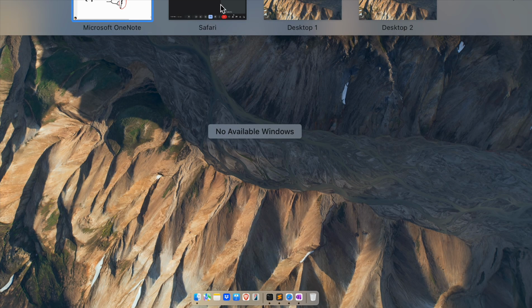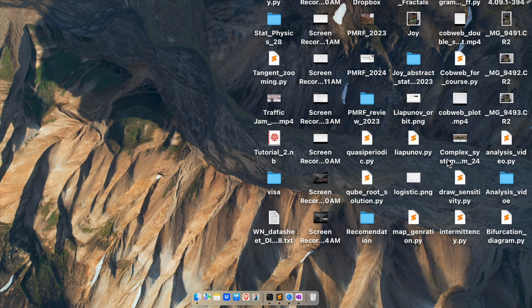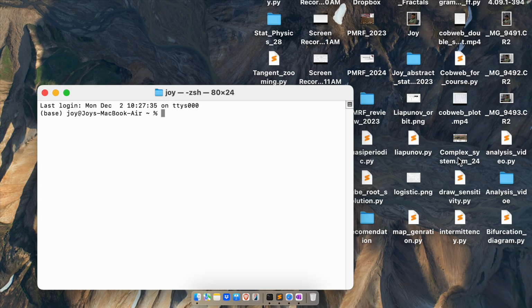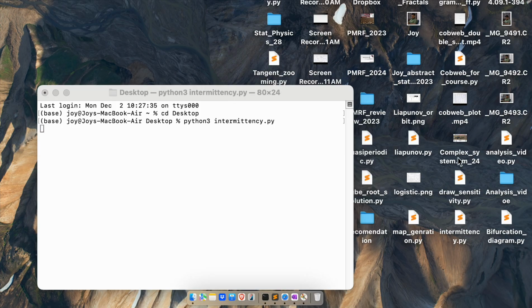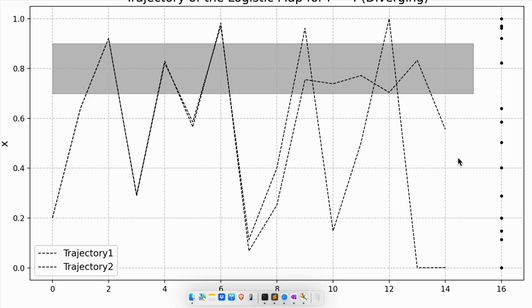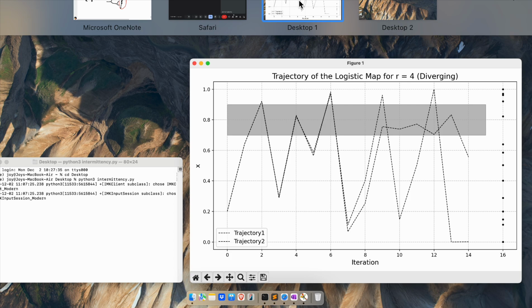So let's see a computer example. Yeah, let me do one thing.